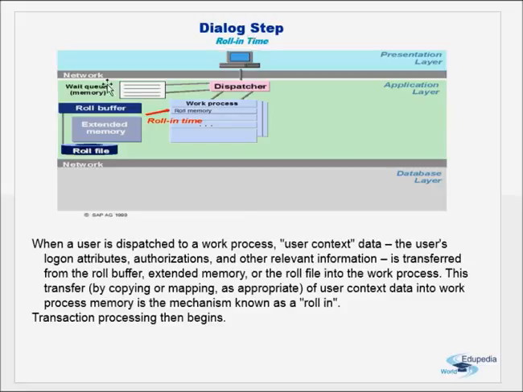Okay, so already sitting in the wait queue, and from the dispatcher it's assigned to a work process. Now it will get all the relevant information from this roll buffer or the roll file into the work process roll memory. So the work process also has some internal memory. This user context is rolled in from the buffer or roll file into the work process. That part of the time is known as the roll in time of the dialog step. Once this data is brought inside the work process memory, only then does the transaction processing begin.